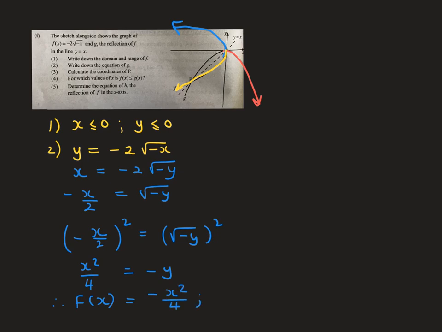What's the restriction, grade 12s? That x is less than or equal to 0. It's important that we put that restriction down there because we're not looking at the full versions of the graphs. We're only looking at portions of the graphs.